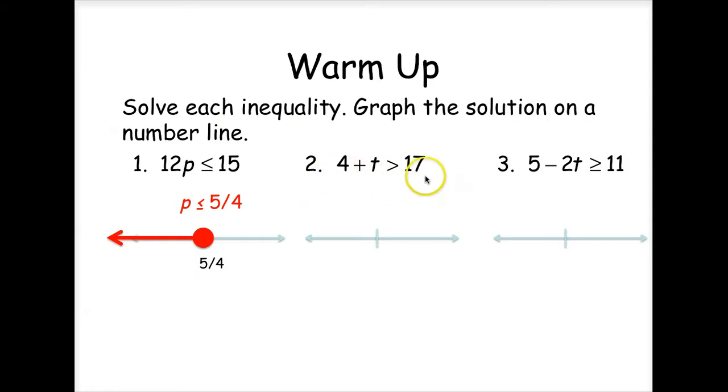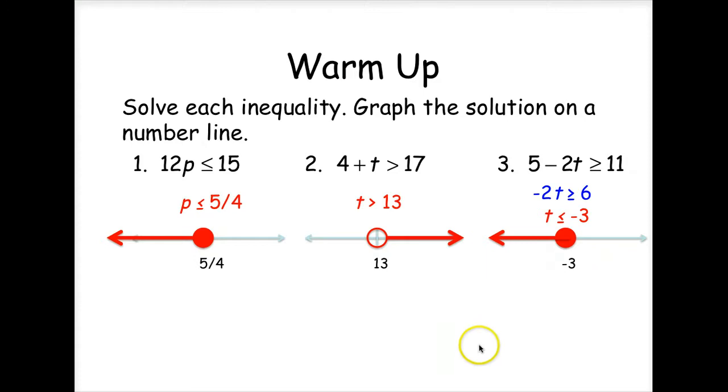And since it's less than 5/4, our line goes to the left. On this one, we're going to subtract 4 from both sides. So at 13, this is an open circle, and t is greater than. On this one, we're going to subtract 5 from both sides, then divide both sides by -2. What happens when we divide an inequality by a negative? Well, we've got to flip the sign, of course. This is "or equal to," so we're going to have a closed circle at -3, and it's going to go less than. Very good job.